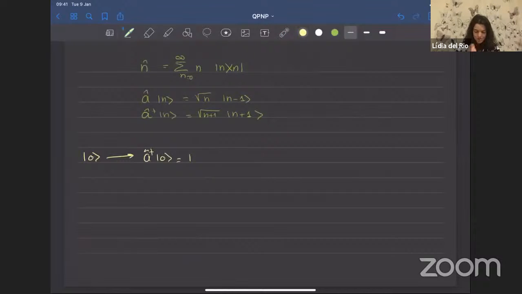And that gives us, well, this is 1 times state 1. That's just 1 directly. Now, if we apply A plus again, |1⟩, this gives us square root of 2 times |2⟩. And if we apply A plus again, |2⟩, this gives us square root of 3, right? There's always a factor of square root of n every time we go up the ladder.